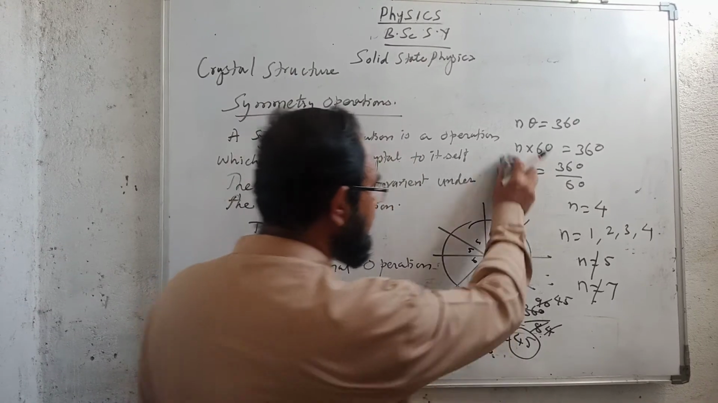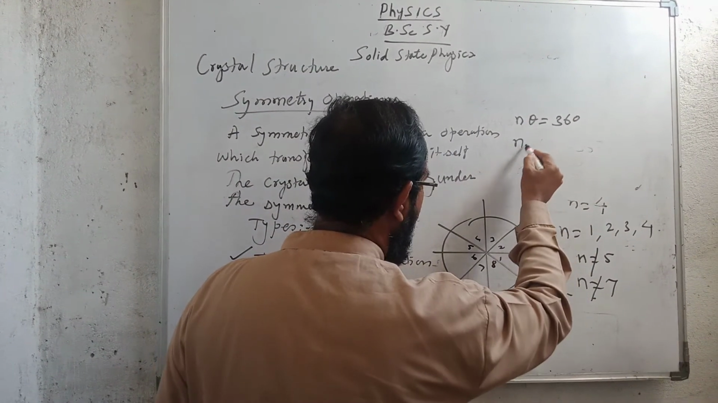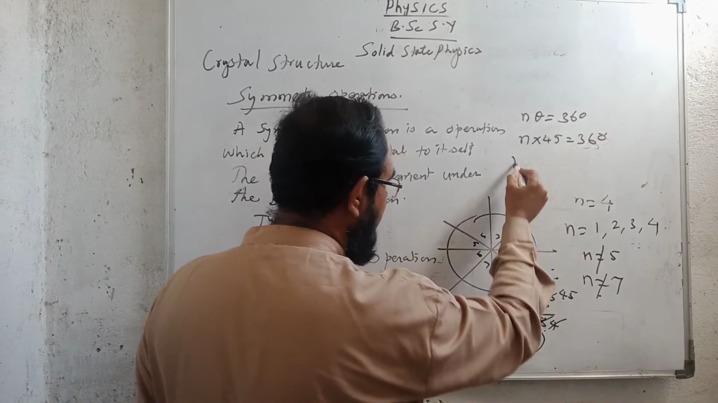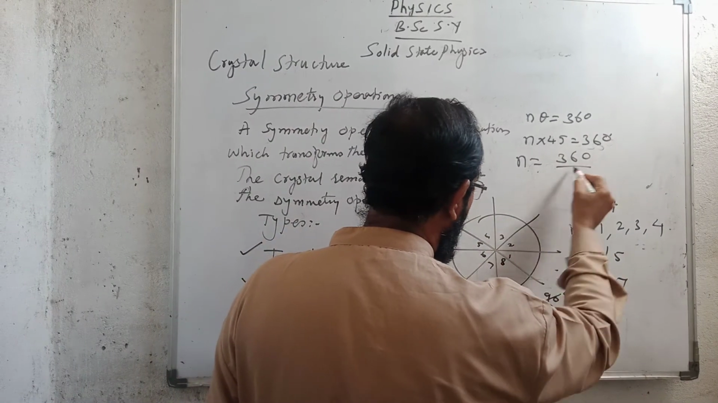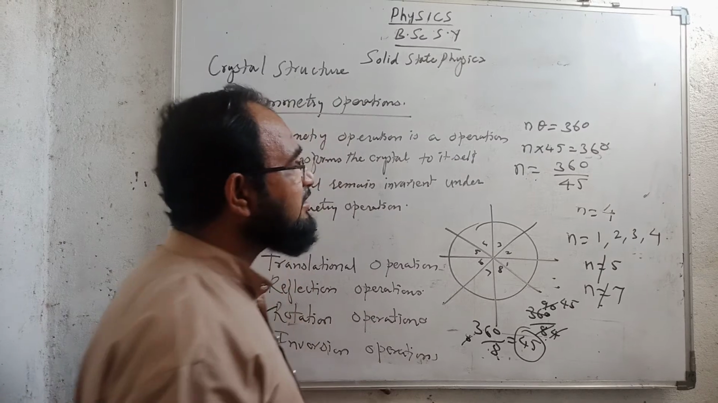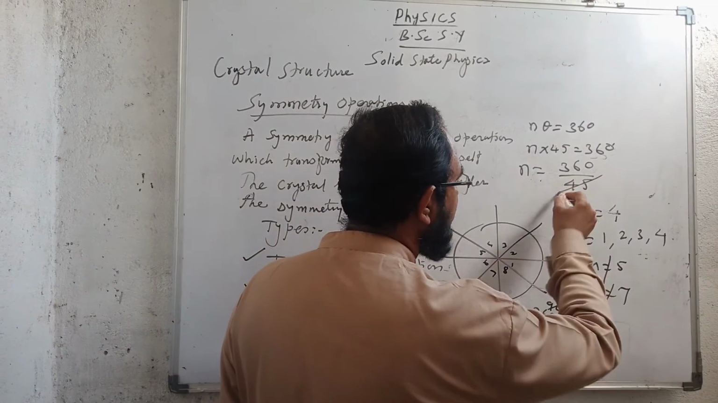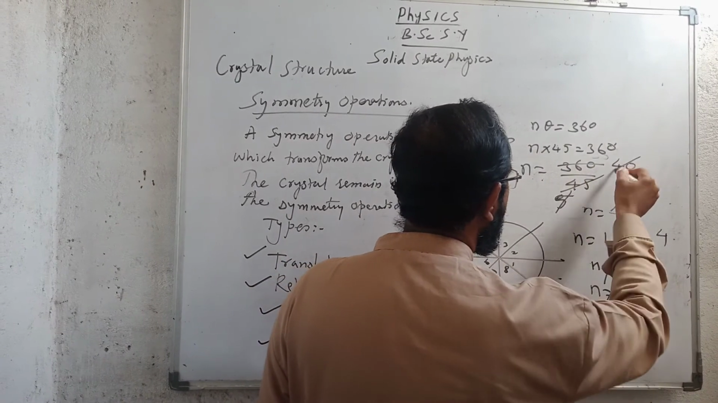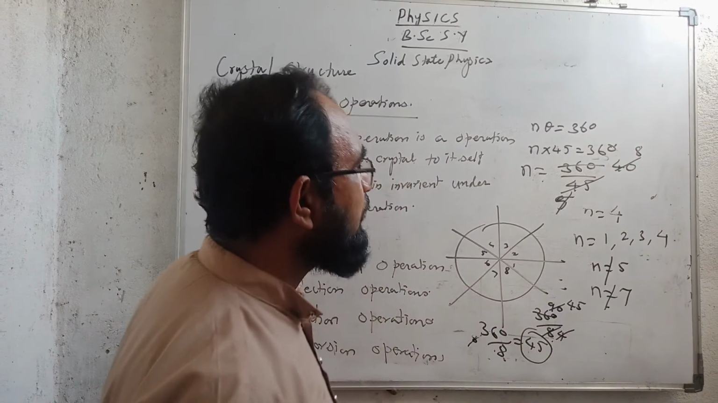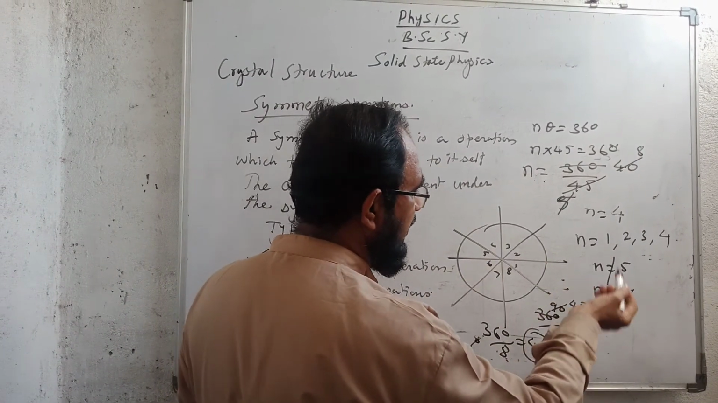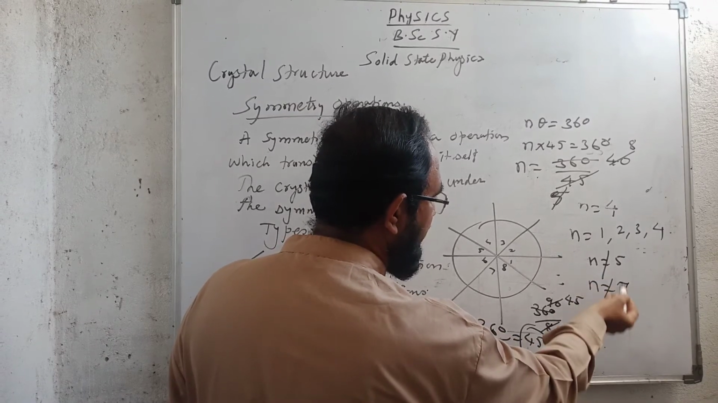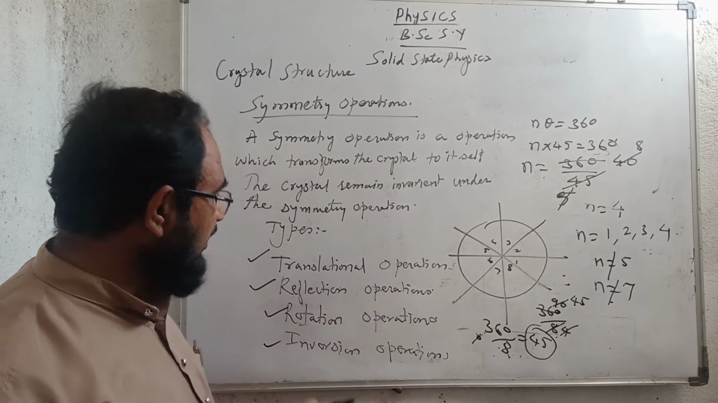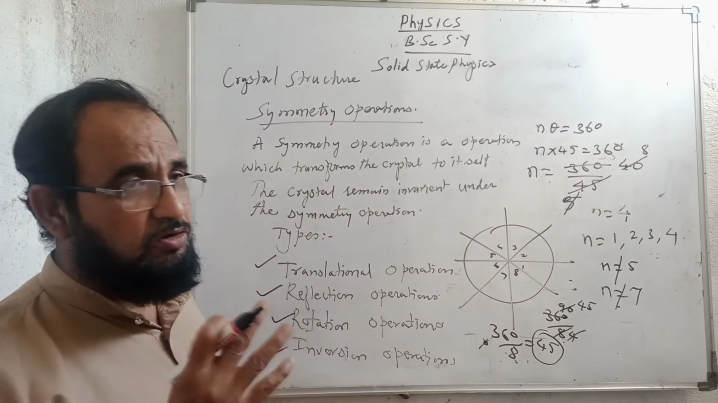So in this case, n times 45 is equal to 360. The value of n will be 360 upon 45. Cancelling, 9 fives are 45, 9 fours are 36, so 8 symmetry operations are possible here, and we can avoid 5-fold and 7-fold, which will not be there. So this is all about the rotational symmetry.